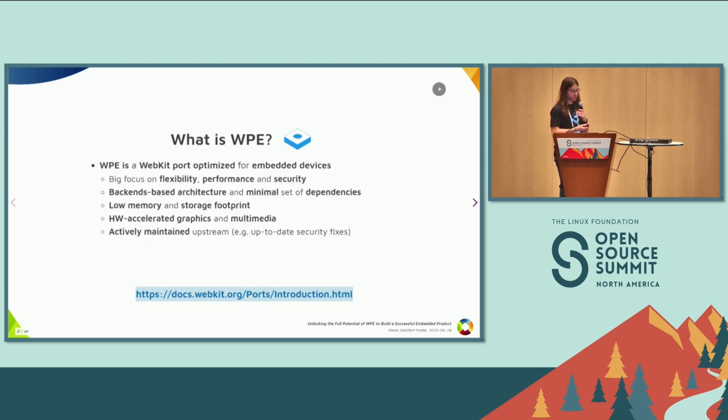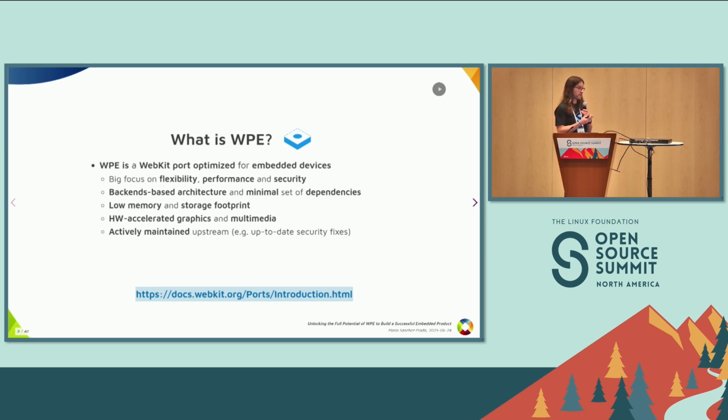In particular, WPE's goal is to be optimized for embedded devices, devices like a Raspberry Pi, an i.MX board, a Broadcom device, a Rockchip device, all those kinds of things. So in order to support embedded devices, we did a big effort in focusing on flexibility. This is as flexible as a web engine can get. Of course, it's also about performance and security, but flexibility is a big thing. And in order to achieve this, we have an architecture based on backends for input and output. This means that you can basically integrate with any kind of input or output you can think of.